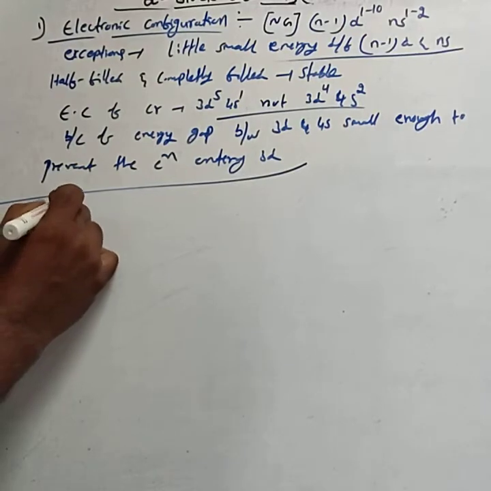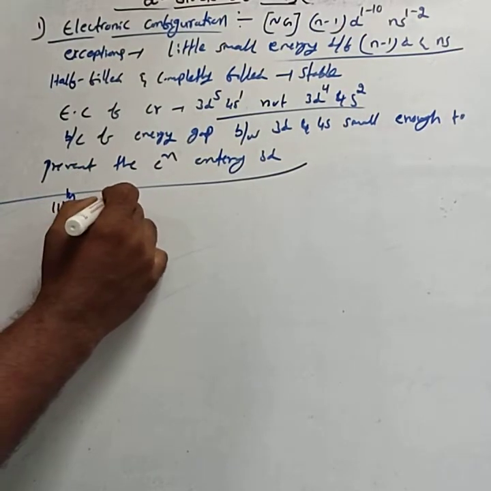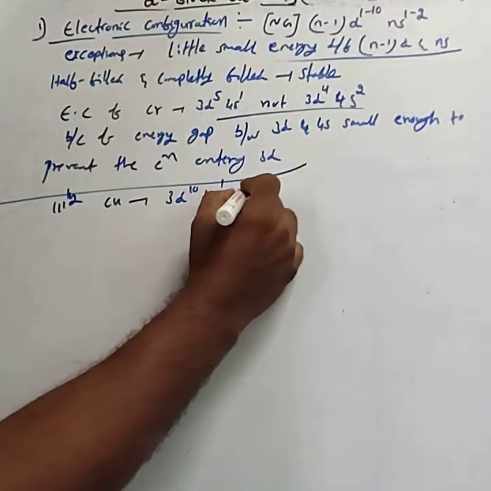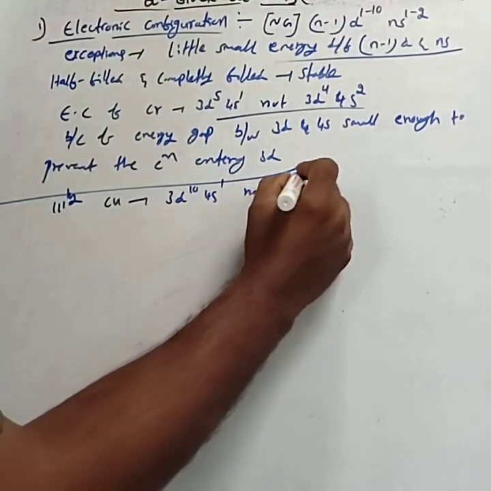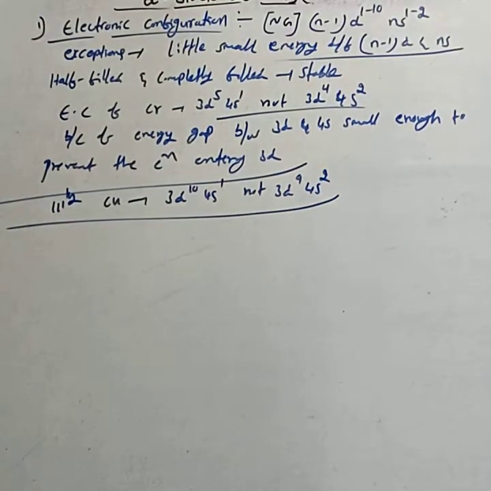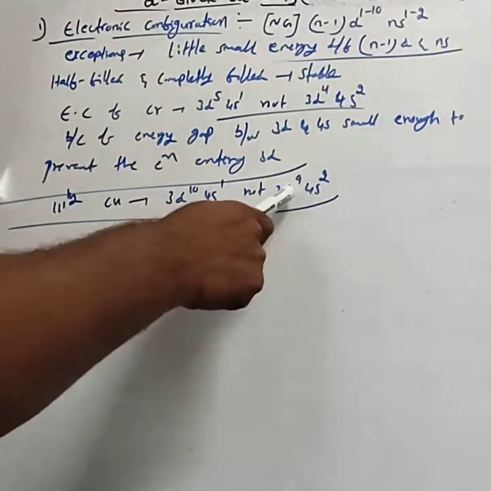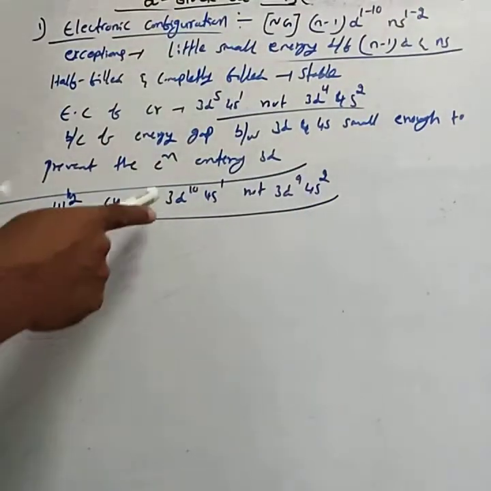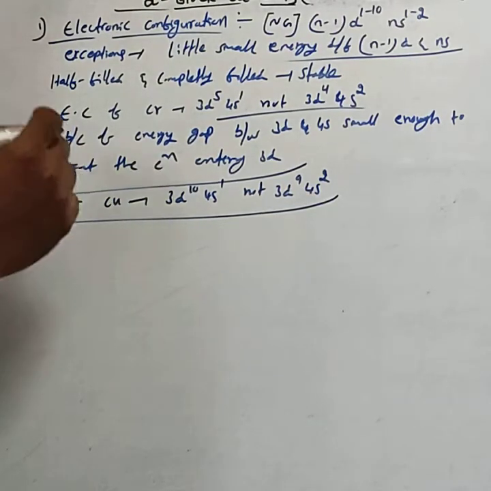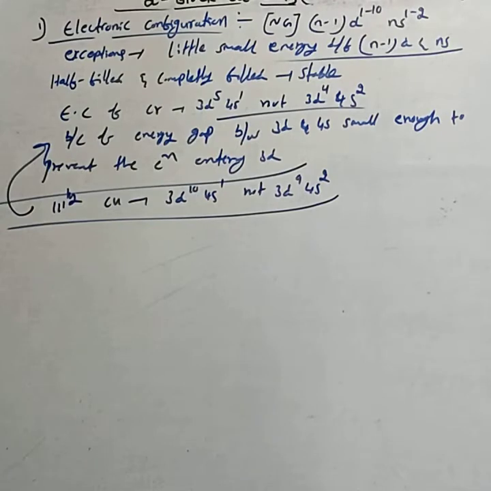Then similarly, the configuration of copper is 3d10 4s1 but not 3d9 4s2. For this one also the reason is the same, because the energy gap between 3d and 4s is small enough to prevent the electron entering into the 3d orbital.